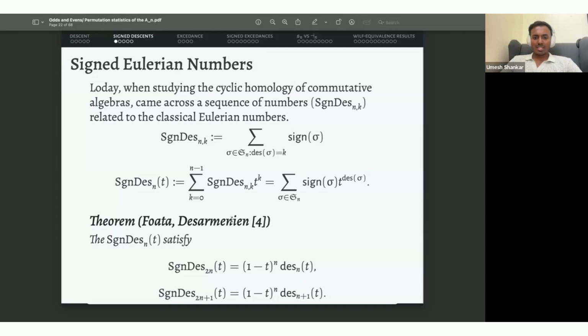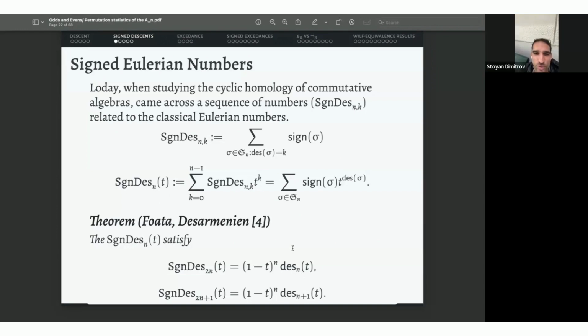However, Foata and Désarménien actually show that they are related to the descent enumerating polynomials, the Eulerian polynomial. They show that the sign descent polynomial for 2n, which is defined in this way, is actually (1 minus t) to the power n times the nth Eulerian polynomial. And the sign descent enumerating polynomial for 2n plus 1 will be (1 minus t) to the power n times the n plus first Eulerian polynomial. So, Umesh, is this easy to show?